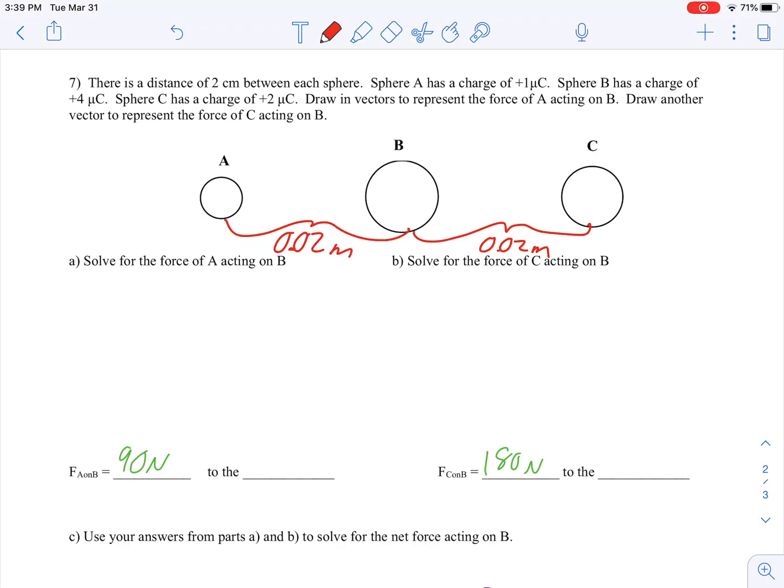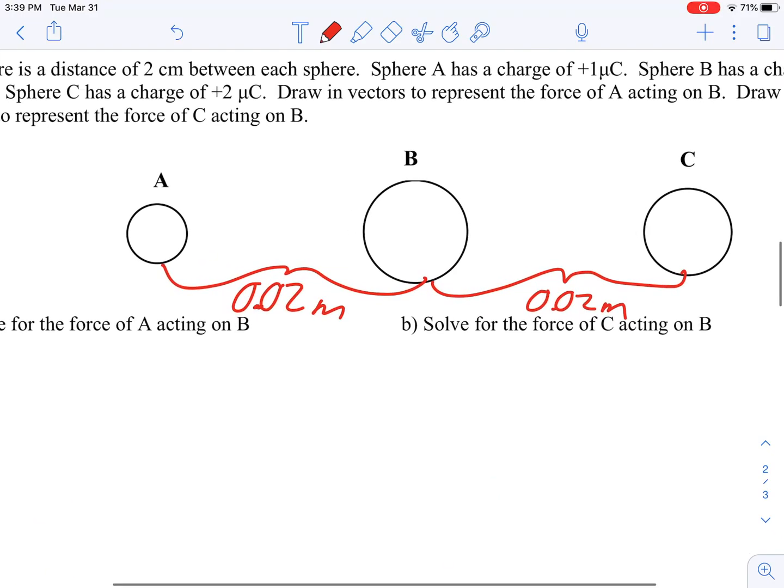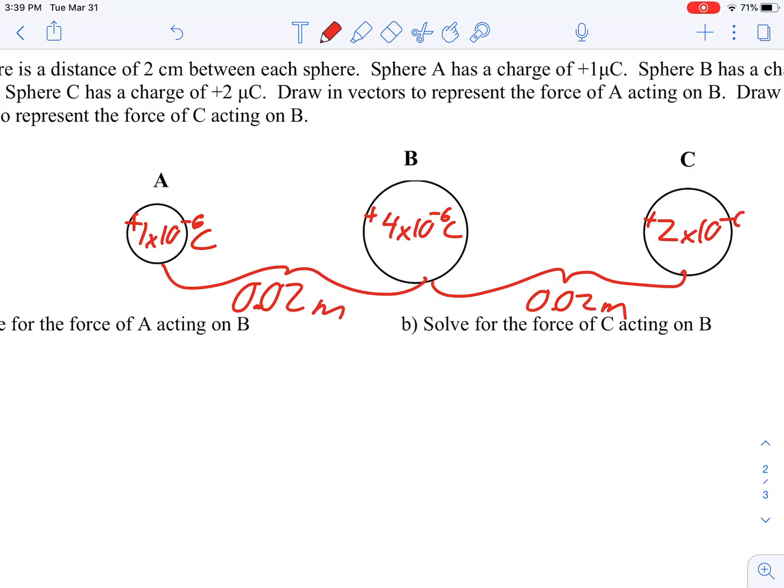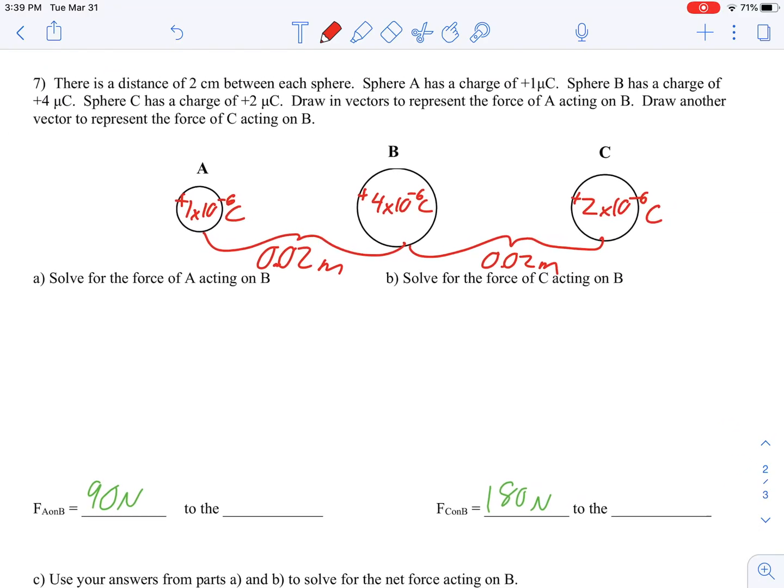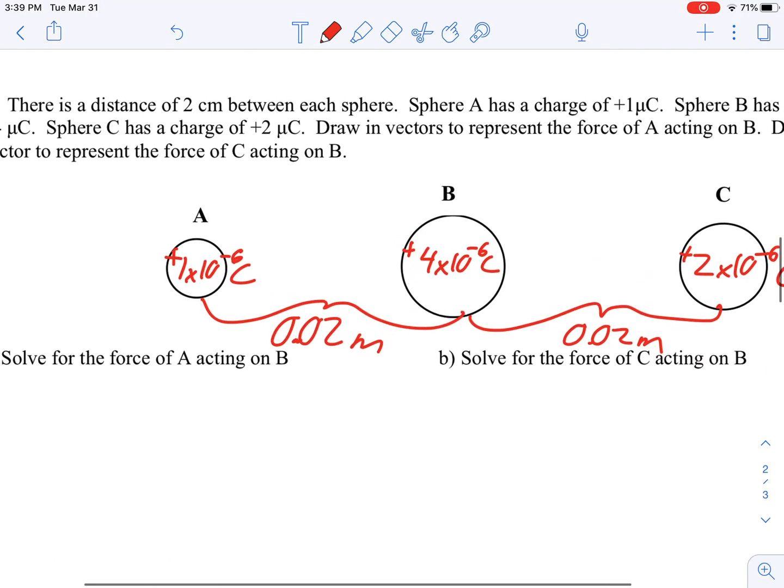Let's see. We're given the charge of each one. So sphere A is 1 times 10 to the negative 6th coulombs. Sphere B is positive 4 times 10 to the negative 6th coulombs. Sphere C is positive 2 times 10 to the negative 6th coulombs. Again, it's micro, so it's times 10 to the negative 6th.